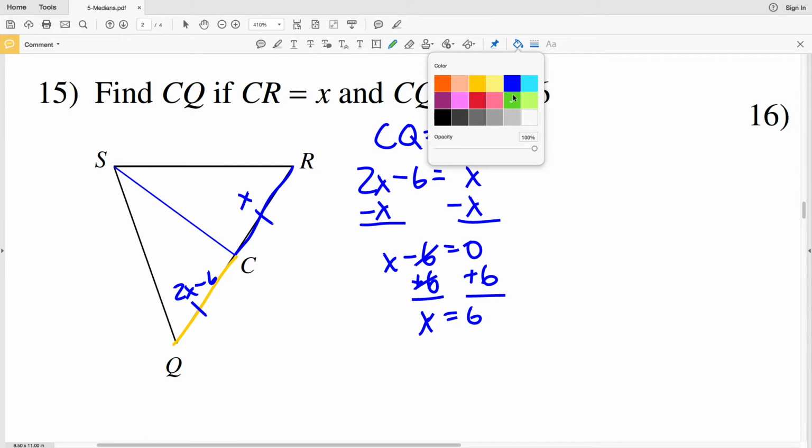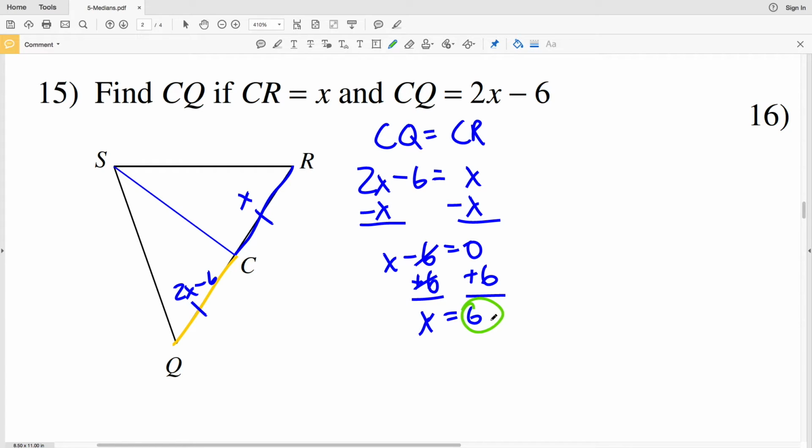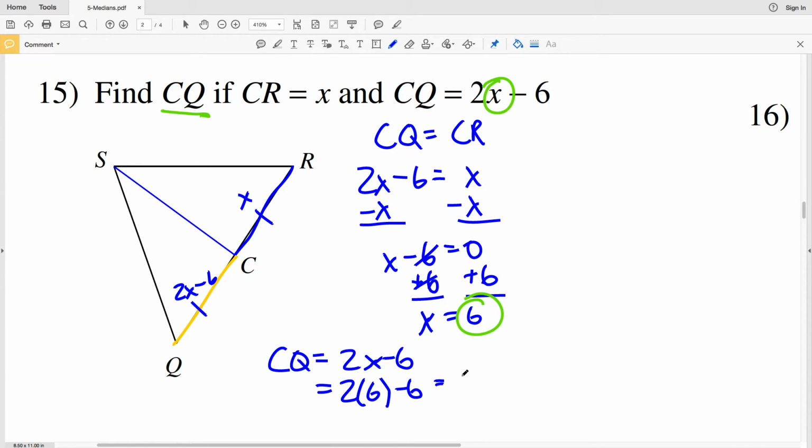So knowing that x is 6, I can then plug in 6 for my equation of CQ, since I'm solving for CQ. So CQ equals 2 times x minus 6. So CQ equals 2 times 6 minus 6, which 2 times 6 is 12, minus 6 equals 6. So CQ equals 6 for number 15.